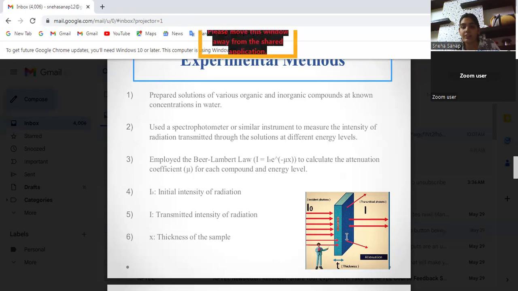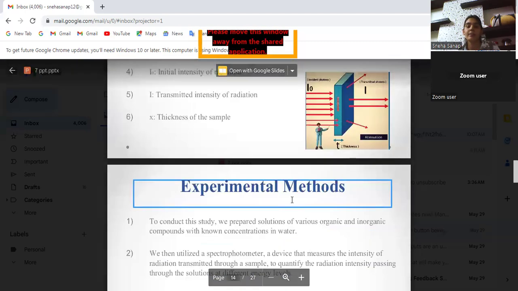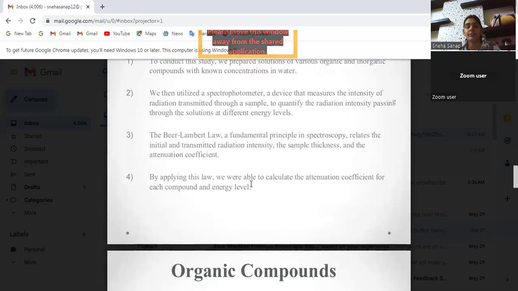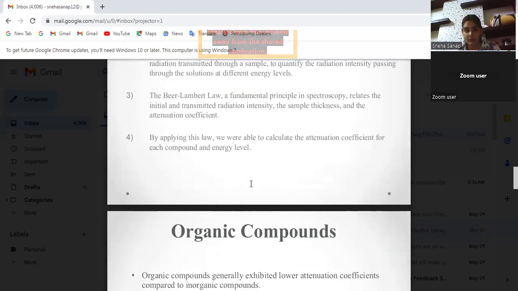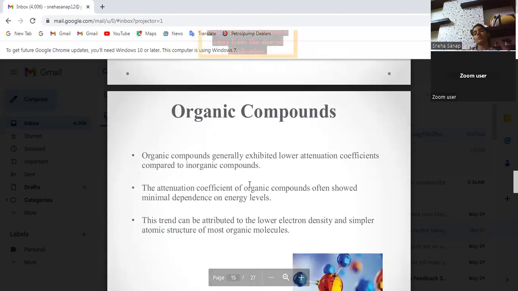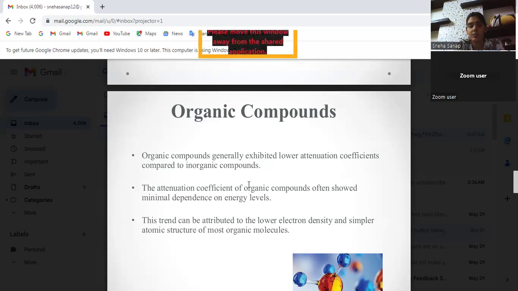Attenuation is when the radiation does not go through the material in the typical straight way; it passes in a different direction. That is actually attenuation. So we use this experimental method to recognize and understand the attenuation process. Sometimes we choose organic compounds for this. Organic compounds generally exhibit a lower attenuation coefficient compared to other compounds. The attenuation coefficient of organic compounds often shows a minimum depending on the energy.